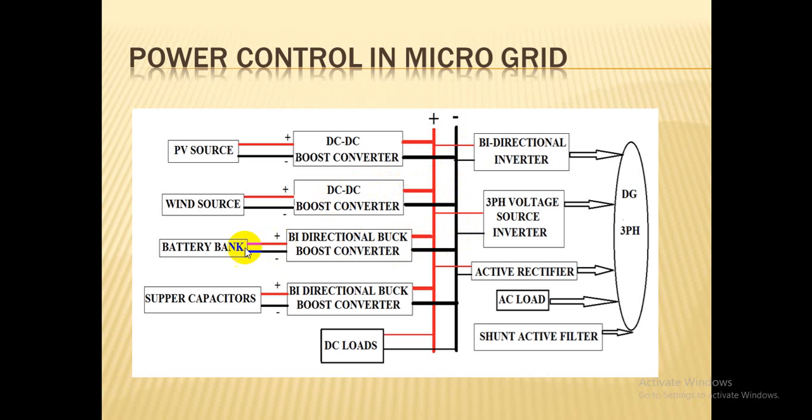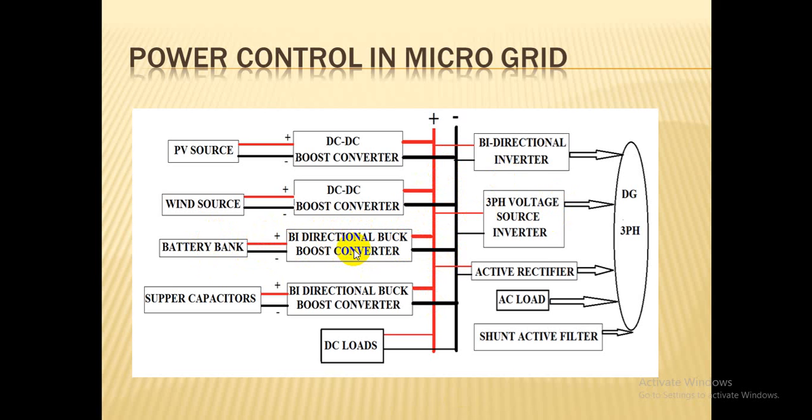And here we have the battery bank. This is a bidirectional buck boost converter. The role of the bidirectional buck boost converter here is, whenever power needs to be stored in the battery bank, it will act as a buck converter, with power flowing from the common DC bus to the battery. Whenever power is needed on this common DC bus, the power can be fed from the battery to the common DC bus as a boost converter. So it will act as both a buck and boost converter.